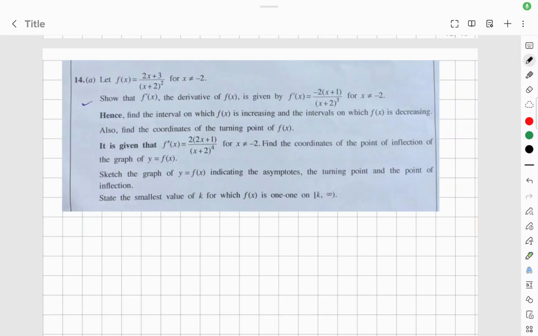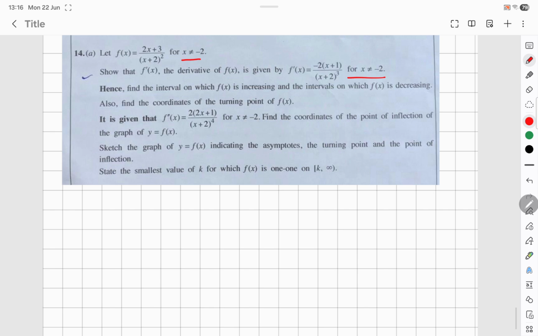Let's look at question number 14, part A of the pure maths paper. So this is the differentiation and graphing question. They have given f(x) as (2x + 3) over (x + 2) squared, where x is not equal to minus 2. Show that f'(x), the derivative of f(x), is given by that. So let's first find the derivative.